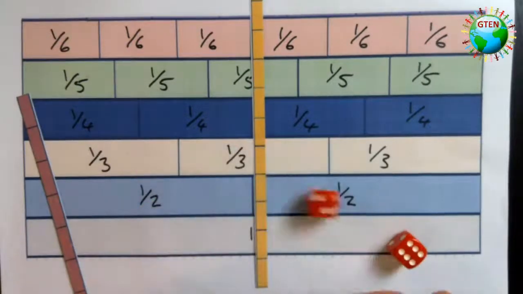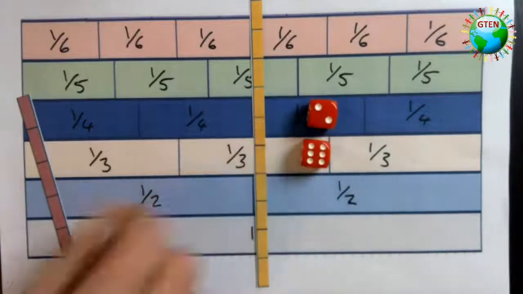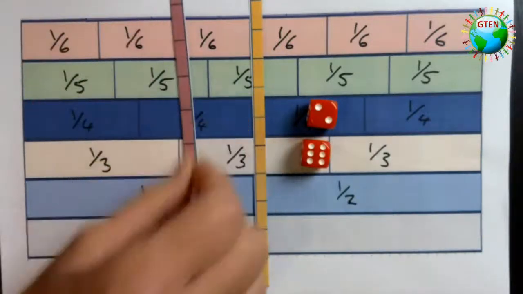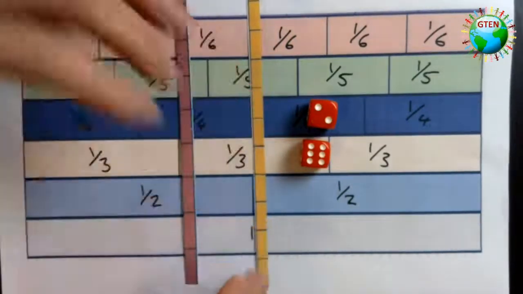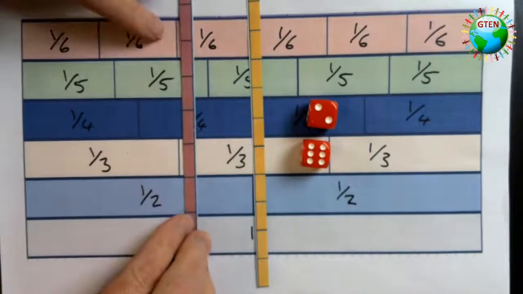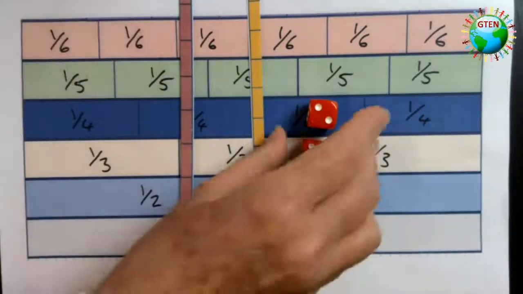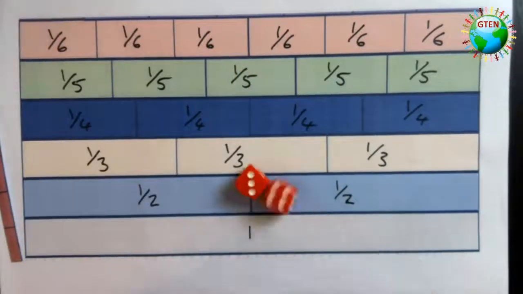Now let's see. My opponent got 2/6. Let's see, 1, 2. So they got to there. But you can also see 2 quarters is a half, and you can see it clearly there. And 2/6 is also 1/3. You can see it clearly there. So let's just play one more time. I won that one.